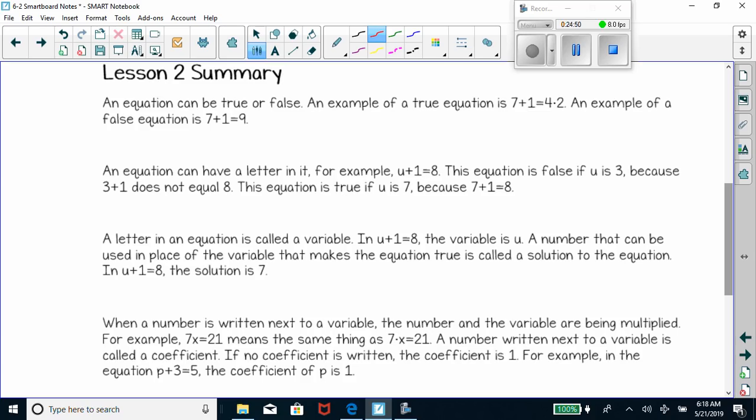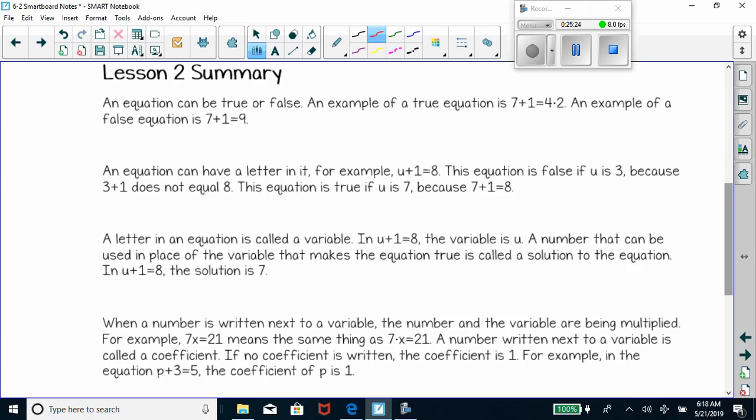An equation can have a letter in it. For example, u plus 1 equals 8. This equation is false if u equals 3 because 3 plus 1 does not equal 8. This equation is true if u is 7 because 7 plus 1 is equal to 8. A letter in an equation is called a variable. In u plus 1 equals 8, the variable is u. A number that can be used in place of the variable that makes the equation true is called a solution to the equation. In u plus 1 equals 8, the solution is 7 because 7 plus 1 equals 8.